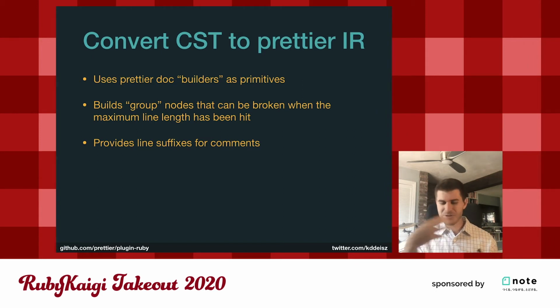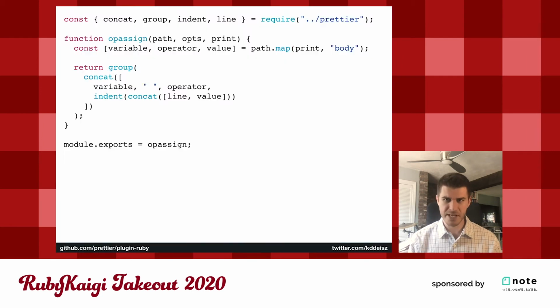So that was all very abstract. Let's go through a specific example. This is taken from the Prettier plugin for Ruby source code, and it is the function that handles printing out op_assign. What op_assign means is if you have something like or-equals, and-equals, anything like that: operator assignment. These nodes have three children. They have the variable that is being assigned to, the operator that is being performed, and the value that is being assigned.